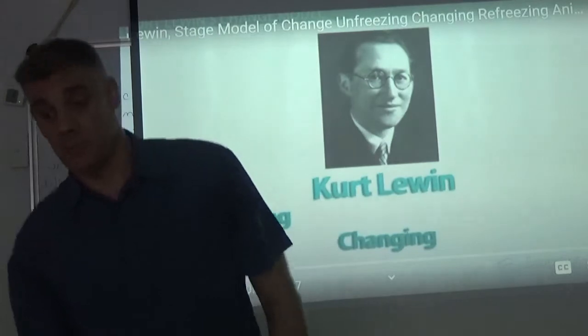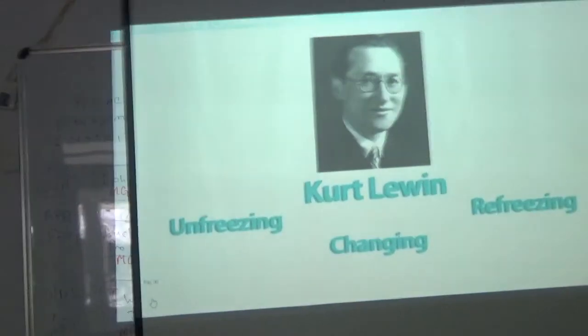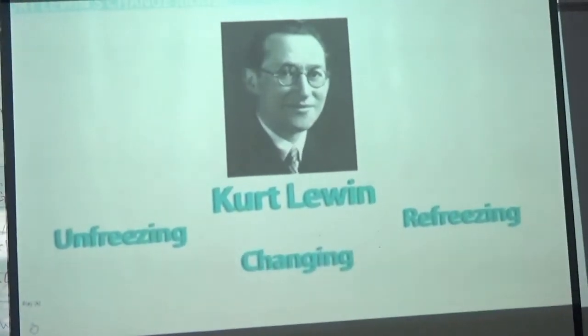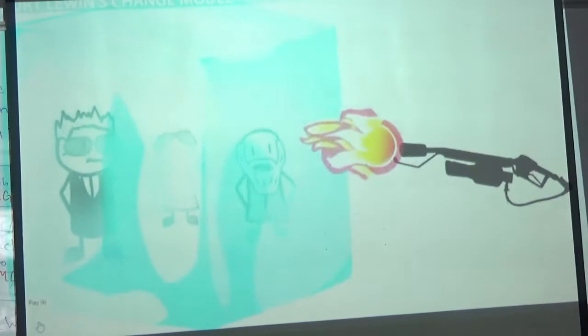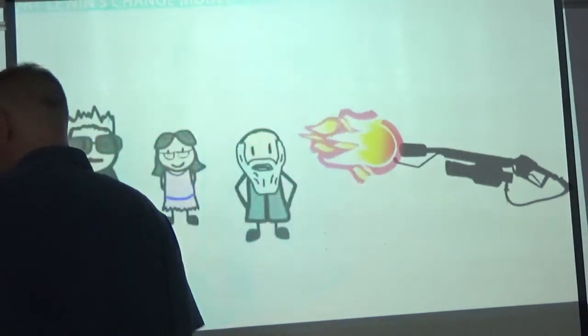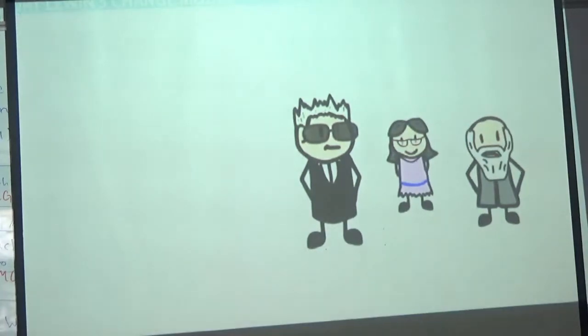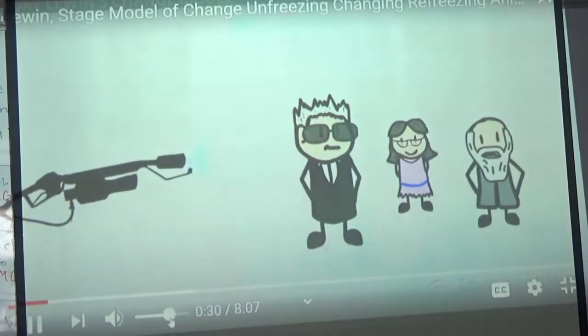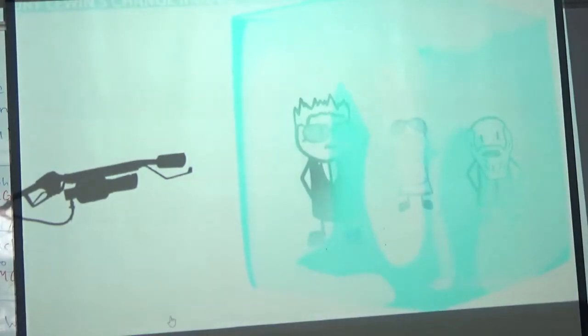Changing and refreezing. The model represents a very simple and practical model for understanding the change process. For Lewin, the process of change entails creating the perception that a change is needed, then moving towards the new desired level of behavior, and finally solidifying that new behavior as the norm. The model is still very widely used and serves as a basis for many modern change models.